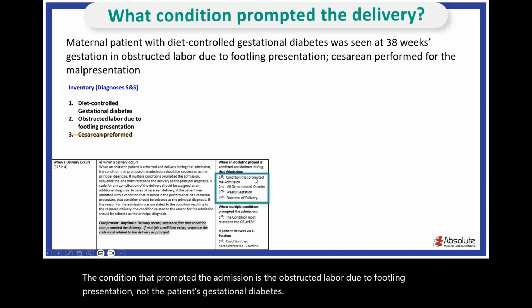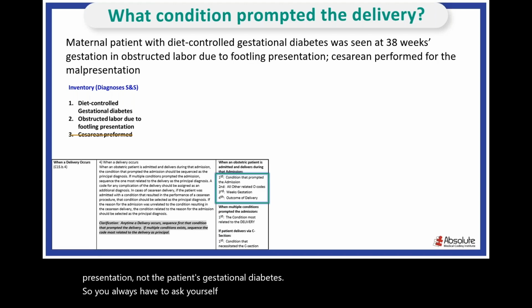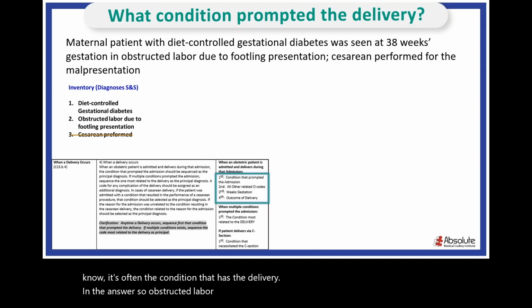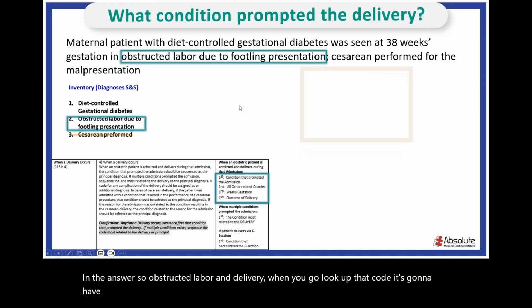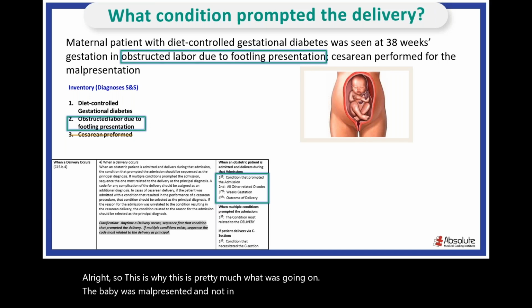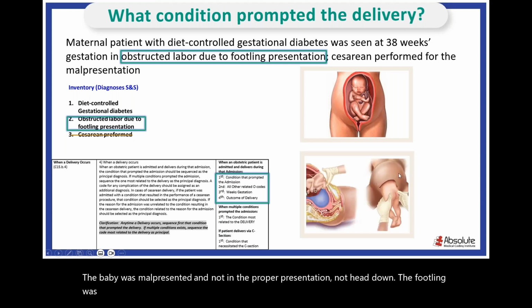So you always have to ask yourself, what condition prompted the delivery? And if you don't know, it's often the condition that has the delivery in the answer. So obstructed labor and delivery. When you go look up that code, it's going to have delivery. Okay. All right. So this is pretty much what was going on. The baby was malpresented and not in the proper presentation, not head down. The footling was first. Okay.